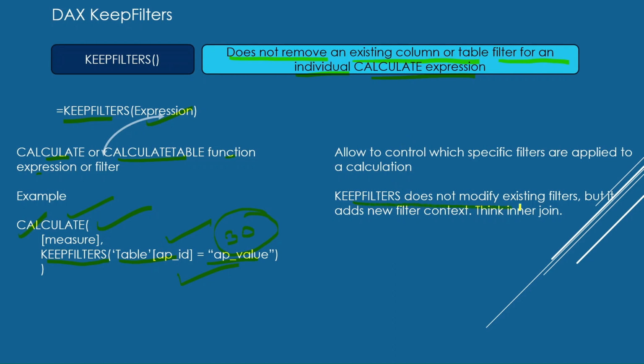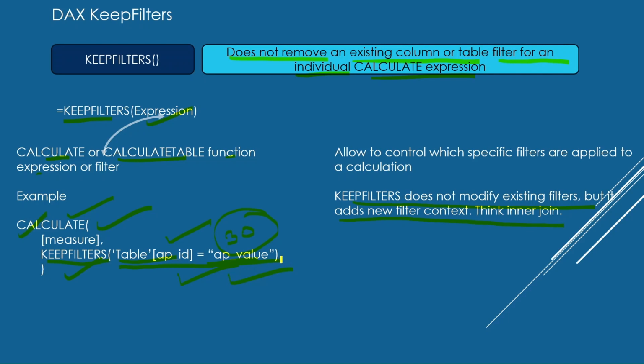KEEPFILTERS does not modify an existing filter, but it adds a new filter context. Think of it like an inner join. Whenever we are using KEEPFILTERS, it does not modify any filter context. What it generally does is add a new filter context. For example, here KEEPFILTERS is adding the new filter context by taking this parameter. So it is always going to calculate the value based on this filter, this filter ID, this filter value, AP underscore value.